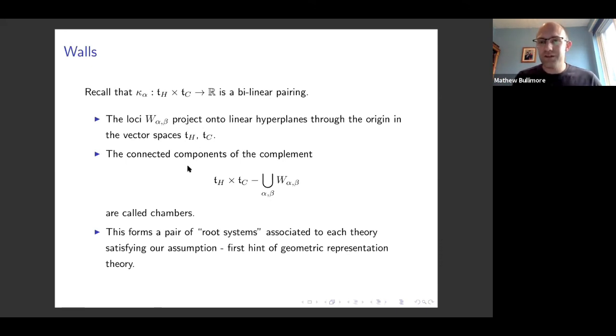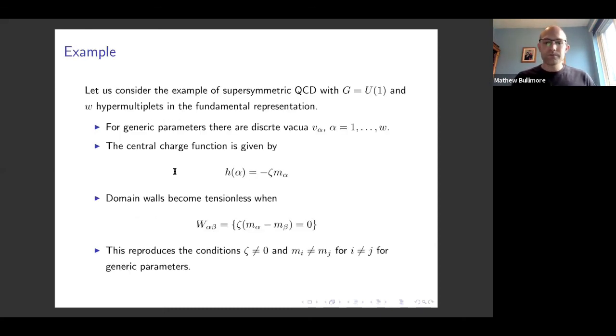And this is a first hint of connections to geometric representation theory. These will be the root systems of some interesting algebras that one can build from studying these theories in more detail. That's hard to imagine without an example, so let me give a very concrete one. Let me consider this example of super QED.